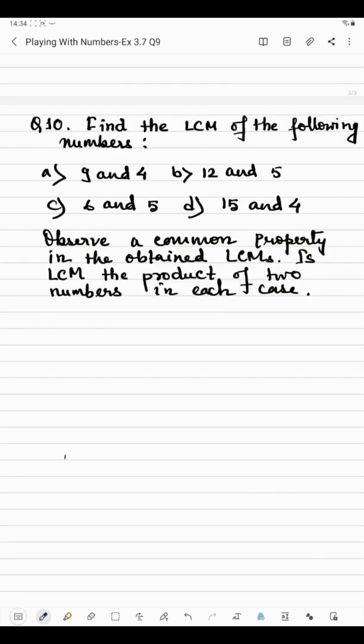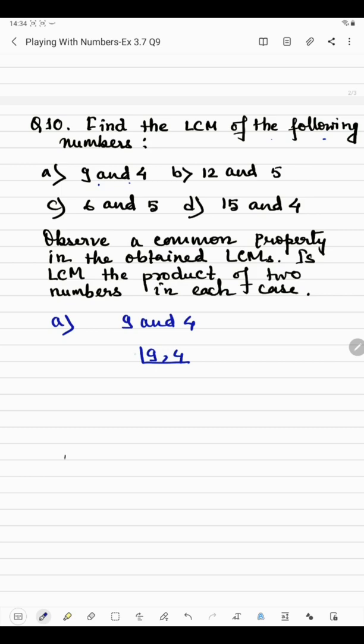Okay. Next question we have, find the LCM of the following numbers. Here we have 9 and 4, 12 and 5, 6 and 5 and 15 and 4. So in the first part we have 9 and 4. So we will have to find the LCM of 9 and 4.